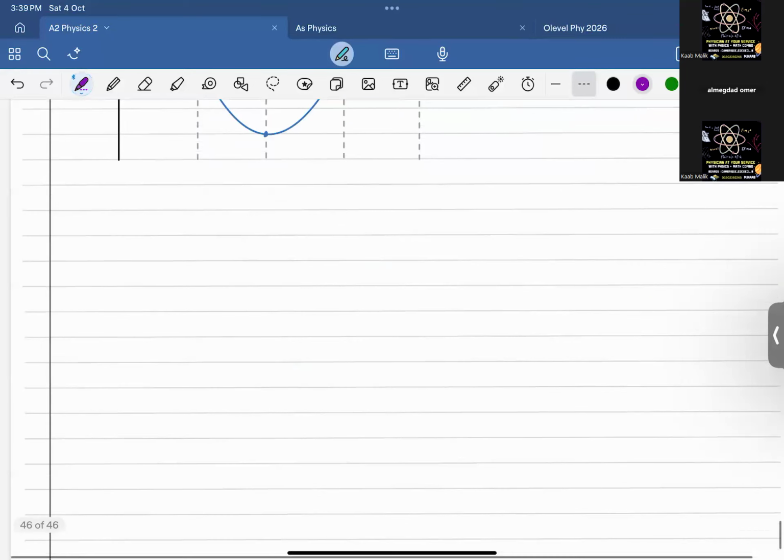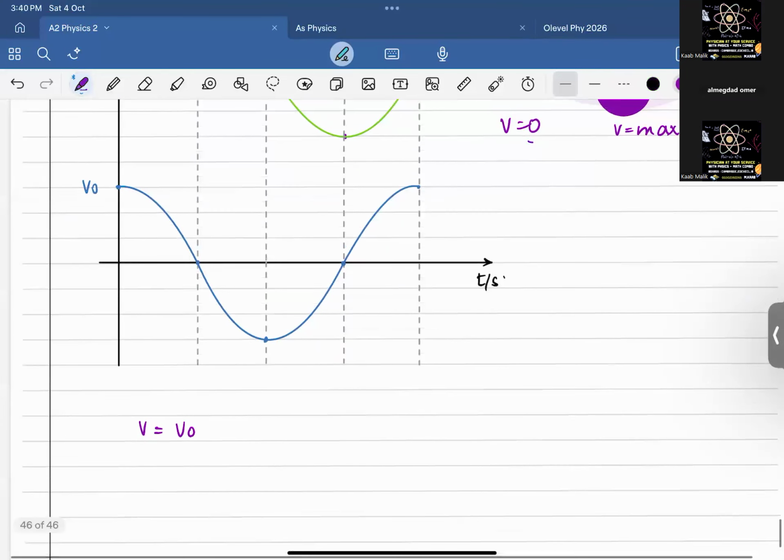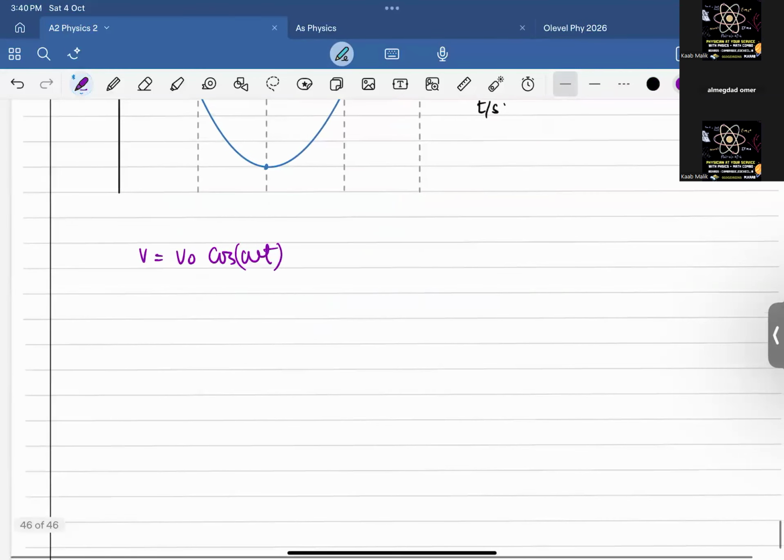So we can say that the velocity is basically equal to V naught. Can you tell me which mathematical function is this one? Is it the cos one or the sine one? Cos. Cos, very good. Okay, so you are saying that this is the cos function. So V naught and then cos omega t. Okay, so this is the relation for the graph.